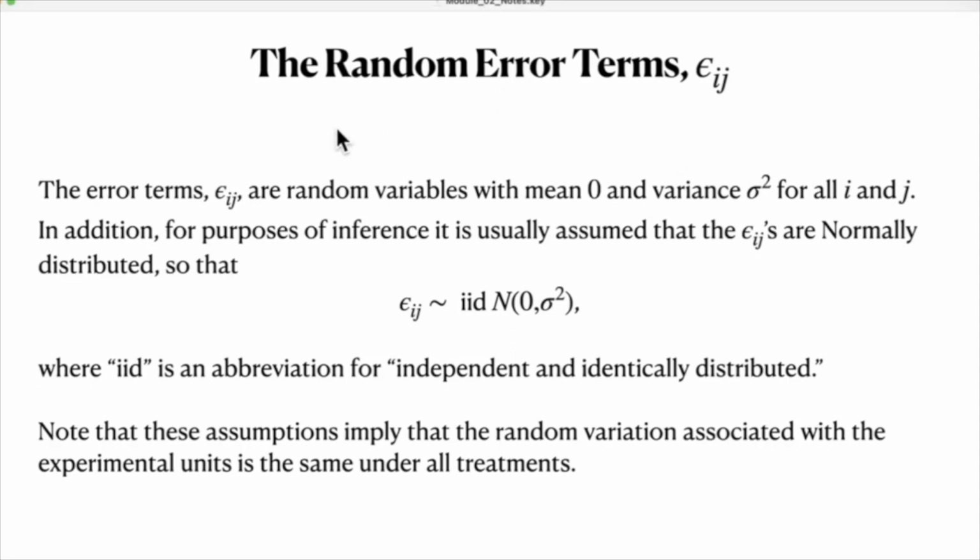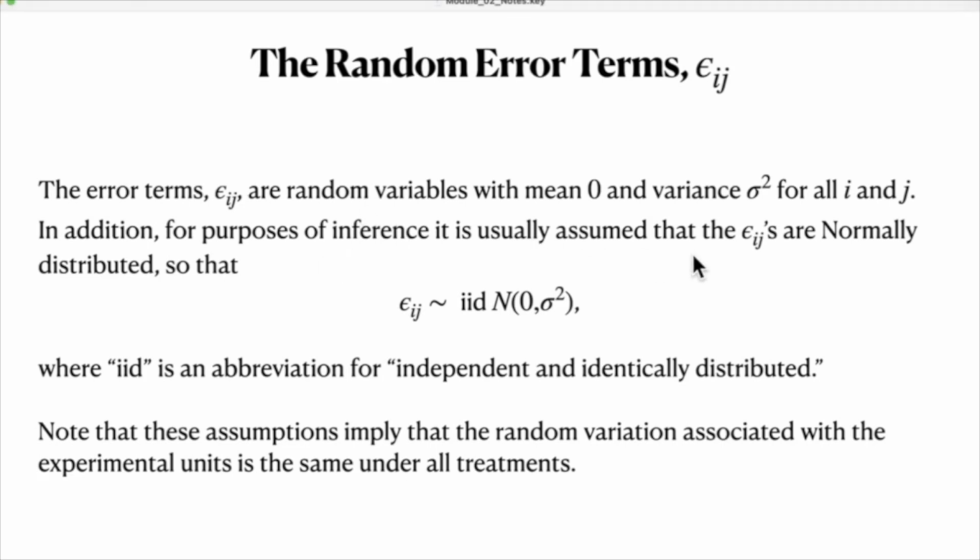Okay, so the error terms are random variables. They have a mean of 0, and the variance of the error terms for this completely randomized design model is sigma squared, and that's for all treatments and experimental units in the experiment. Now, in addition, for purposes of inference, we need more information. We need to make additional assumptions, let's put it that way, about the actual distribution of the error terms.